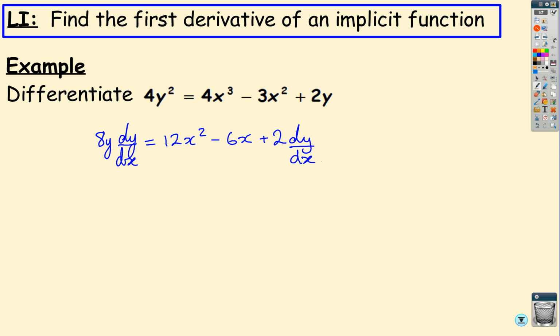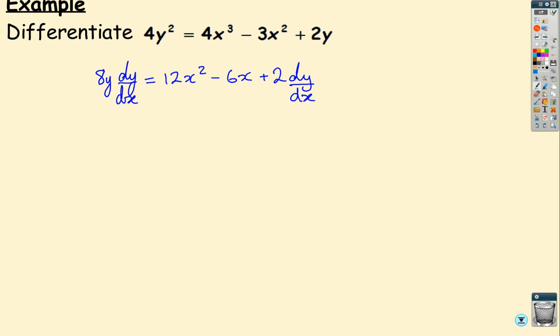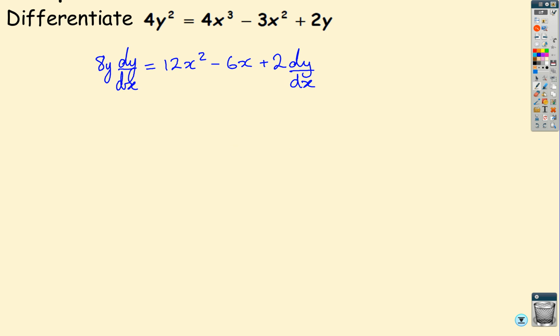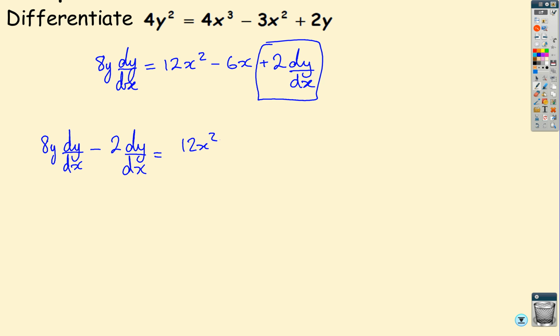Now, the aim of the game here is you've now got two terms containing dy by dx. So the aim of the game really is to get the dy by dx's collected over to the left hand side, so that you can express the derivative as dy by dx equals. The derivative will be implicit, it will be defined in both x and y, but that's okay, so long as you get it to dy by dx equals. So that's the last success criteria, is getting it fully simplified. So what we do is we want all the dy by dx terms on the same side of the equal sign. So we'll get rid of this term by taking it away. So this will be 8y dy by dx, take away 2 dy by dx, equal to 12x squared, take away 6x. Right, so we carry on.